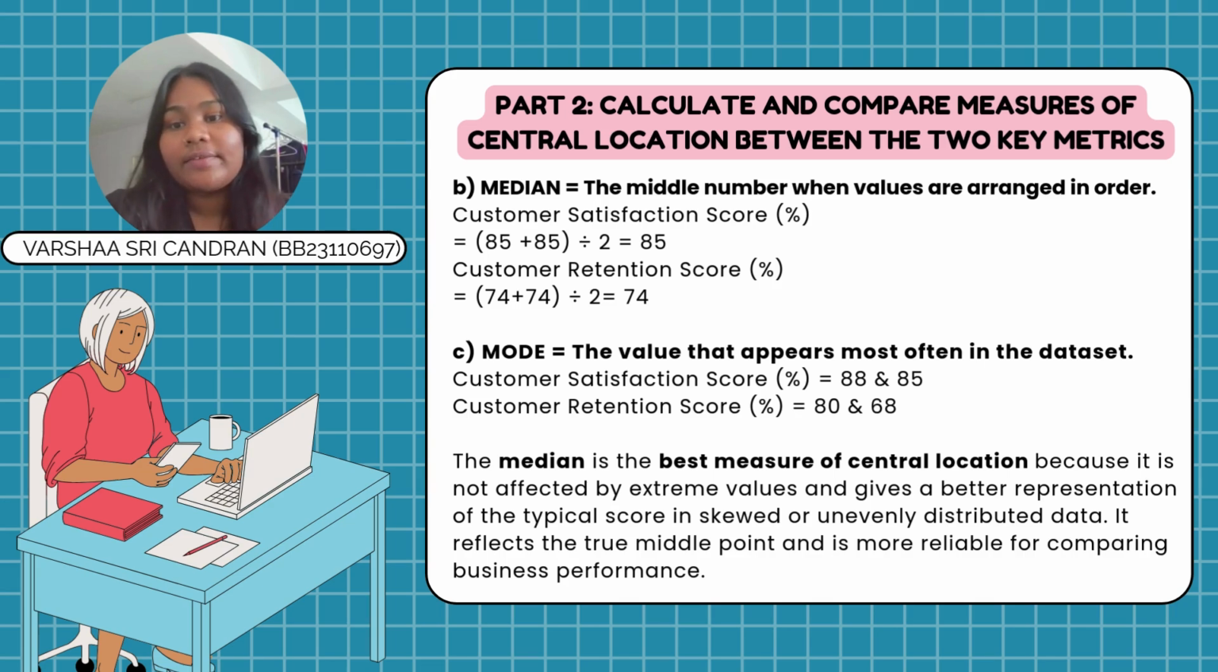And the mode is the value that appears most often in the dataset. For customer satisfaction score it is 88 and 85%, while for retention score it is 80 and 68%. Among these, the median is the best measure of center location because it is not affected by extreme values. It also gives a more accurate picture of typical performance, especially when the data is uneven. This makes it more reliable for comparing businesses.